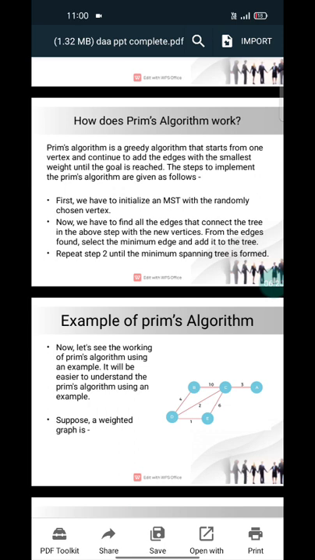First, we have to initialize a minimum cost spanning tree with a randomly chosen vertex. Now we have to find all the edges that connect the tree in the above step with the new vertices. From the edges found, select the minimum edge and add it to the tree. Repeat step 2 until the minimum cost spanning tree is formed.